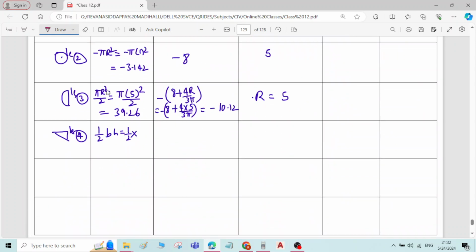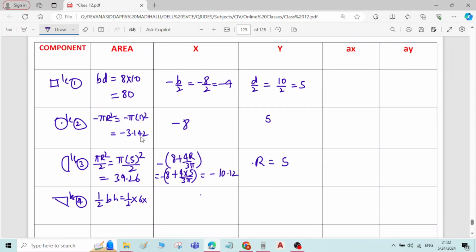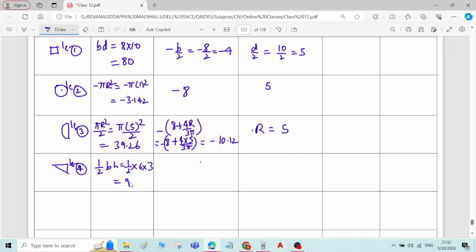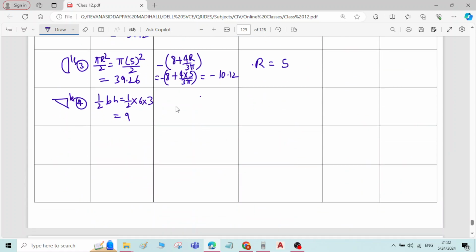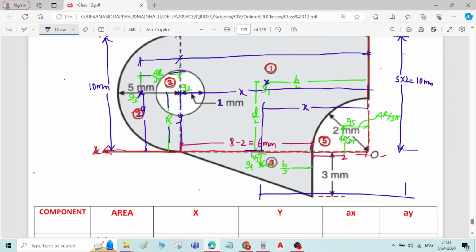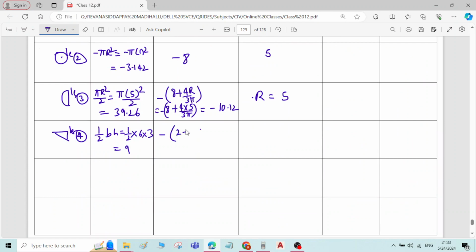So half into base, which is 6 mm, into height, which is 3 mm. It is 9 mm square. Then coming to the x value for the right angle triangle, the distance of G4 from the reference y axis. This will be the x value for the right angle triangle. This distance from here to here. How much is it? Again minus of, see, from here to here it is 2 mm. 2 plus b by 3. Minus of 2 plus b by 3.